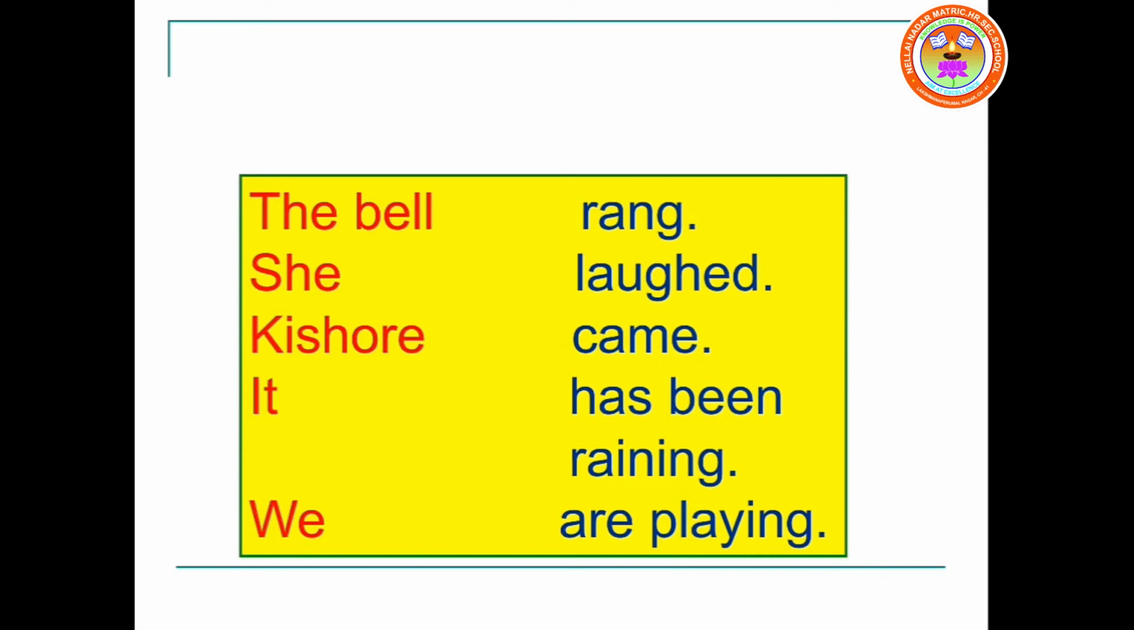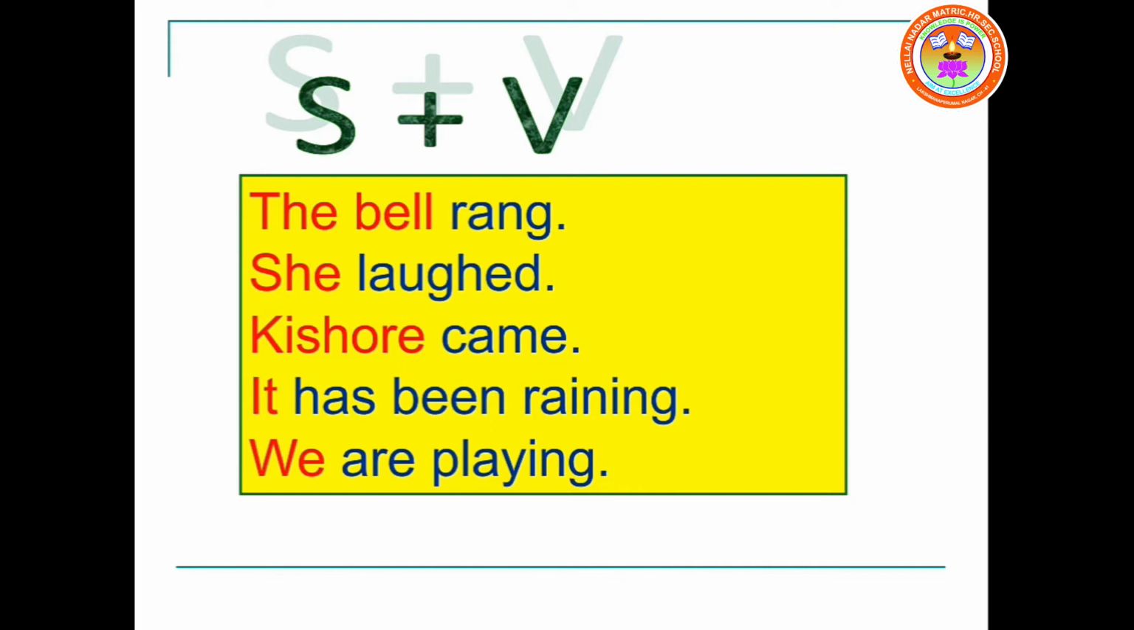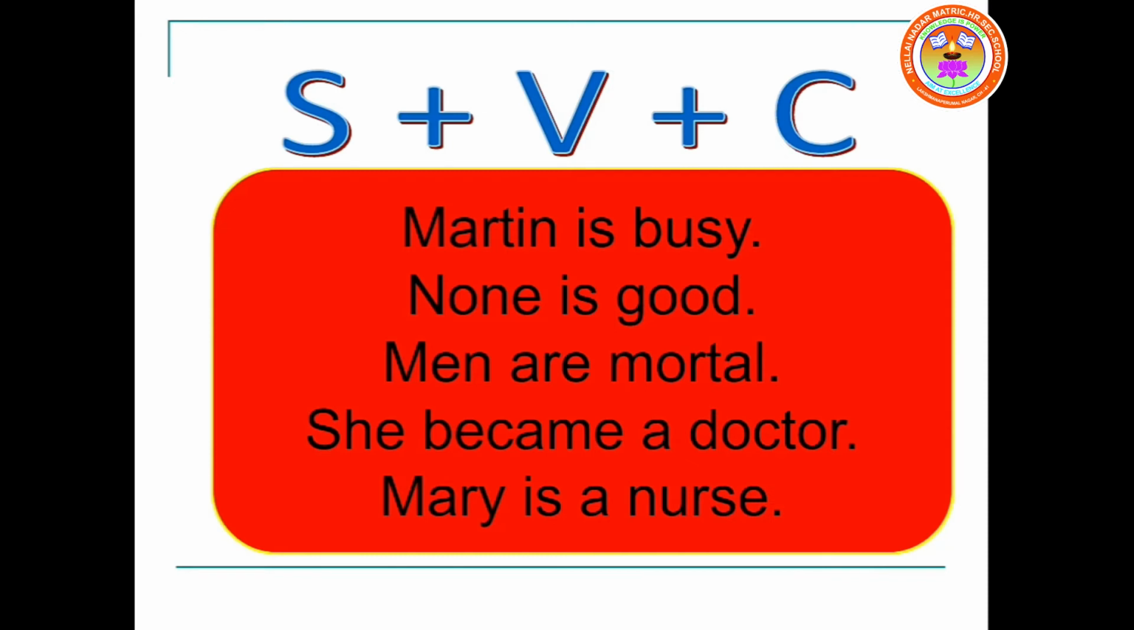In these sentences, the bell, she, Kishore, it, we are subjects. Rang, laughed, came, has been raining, are playing are verbs. Remember children, action words are verbs. Verbs follow the subjects. Rang, laughed, came, has been raining, are playing are action words.